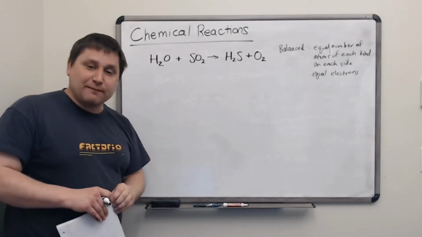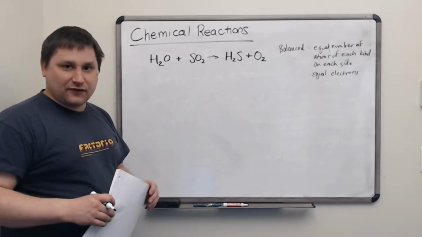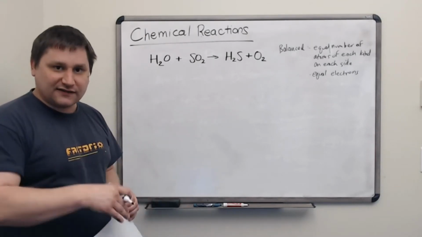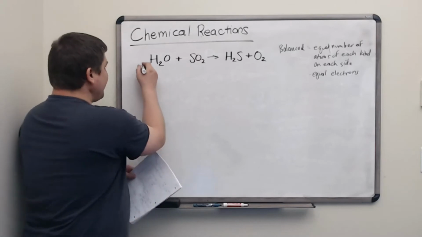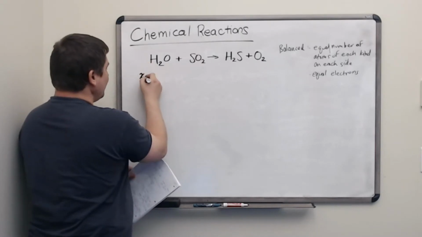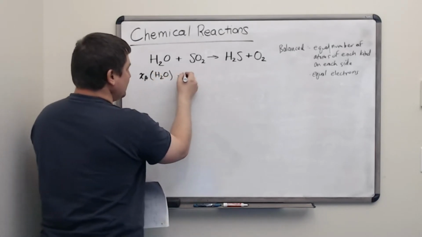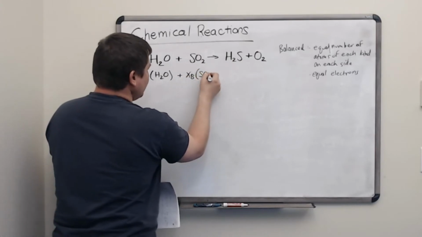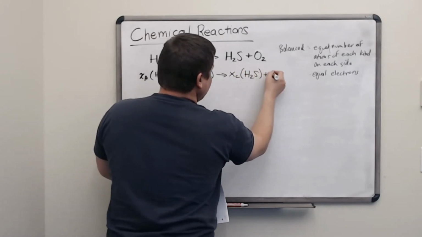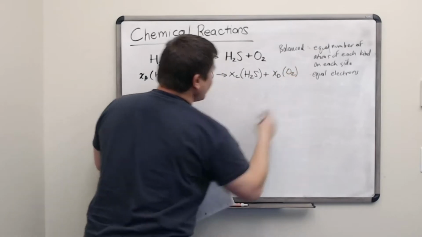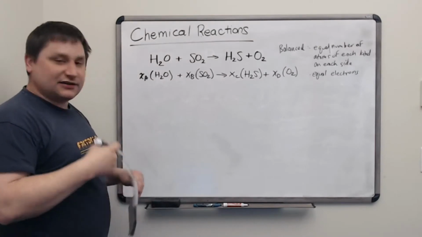Now, there may be some shortcuts for balancing these that you've heard about in chemistry courses, but I want to show you a general method of balancing any chemical reaction that will always work and is methodical. Okay, so it's in terms of the stoichiometric coefficients. If we imagine that there is a coefficient XA in front of the water, a coefficient XB in front of the SO2, a coefficient XC in front of the H2S, and a coefficient XD in front of the O2, then we can evaluate the condition that equal numbers of atoms have to be on each side. We can turn that into equations.